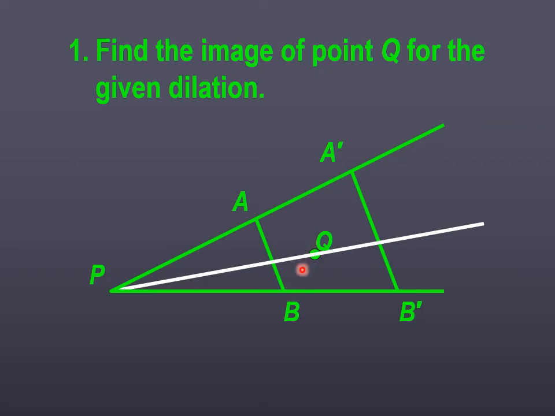So this distance from B and Q, and this distance from A and Q, those distances have to be the same for our B prime and our A prime. So again, from B to Q, we can think the same: B prime has to go to Q prime, so there's our Q prime.